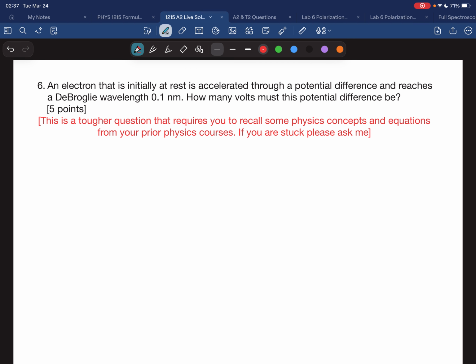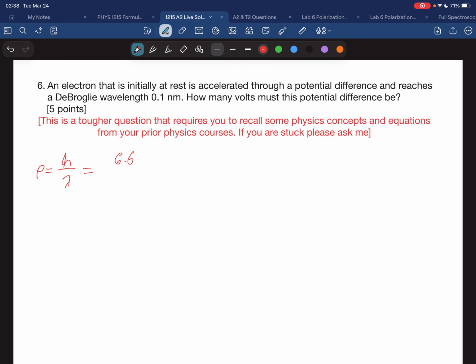Question 6. An electron that is initially at rest is accelerated through a potential difference and reaches a de Broglie wavelength of 0.1 nanometers. How many volts must this potential difference be? 5 points. So, starting off, let's find the momentum. So, this is going to be h divided by the de Broglie wavelength.